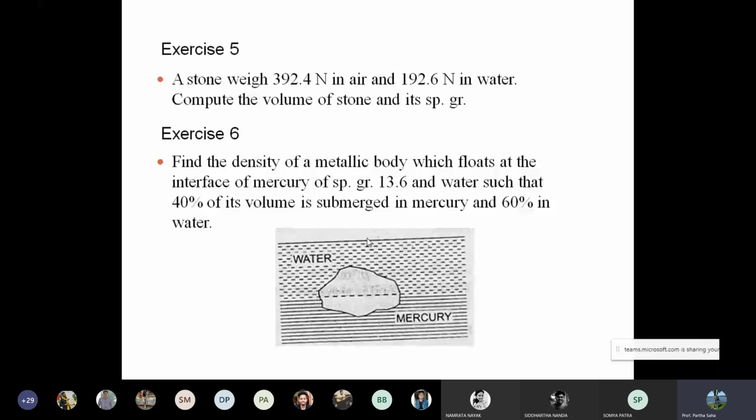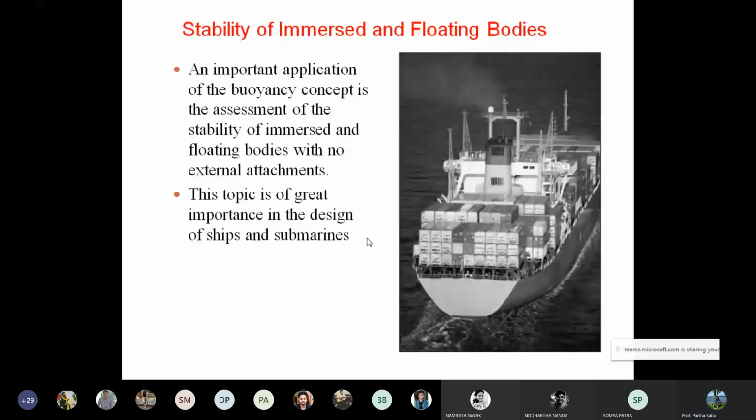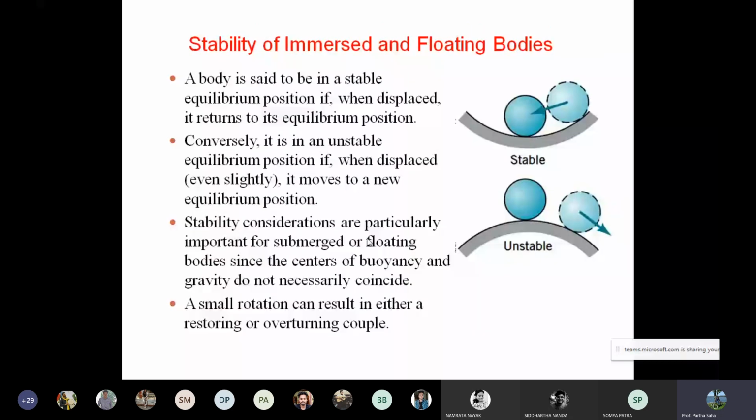Stability of immersed and floating bodies. I think of how a steamer or a ship floats, because stability is a very important criterion. Let's look into this example. How do you determine whether a floating body, or a suspended body in the water, is going to be stable or unstable?